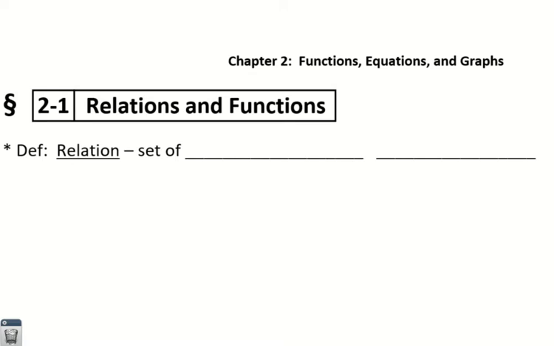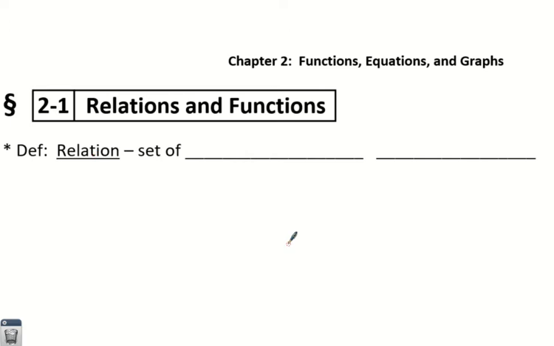Alright, Algebra 2, 2-1, reviewing stuff about relations and functions. Chapter 2, by the way, is called Functions, Equations, and Graphs. Very, a little vague, I guess. Anyway, so that's specific. So first, the definition of a relation.